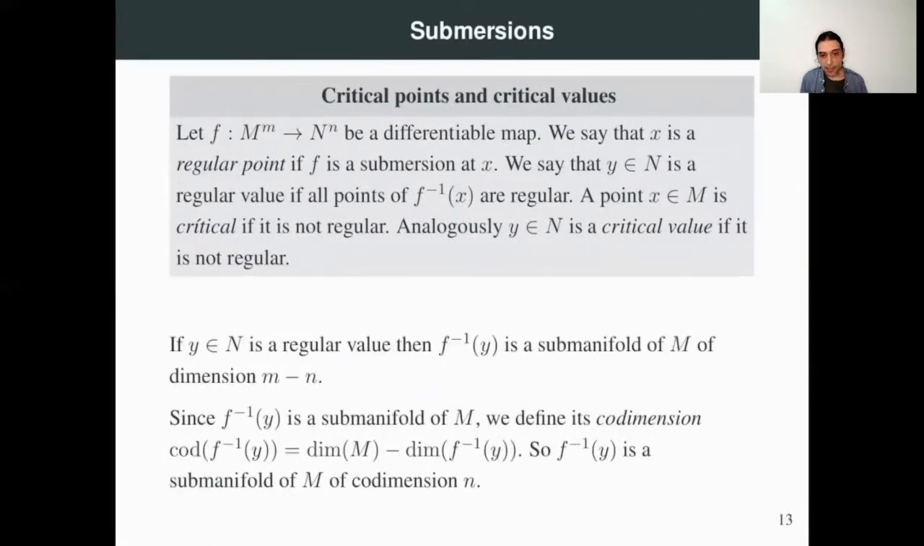And something very interesting is that since it's a submanifold of M, we can define its codimension. The codimension of every submanifold is, by definition, the dimension of the ambient manifold, which in this case is M, minus the dimension of the submanifold. And what you're saying is that the preimage of y is a submanifold of M of codimension n. Okay?